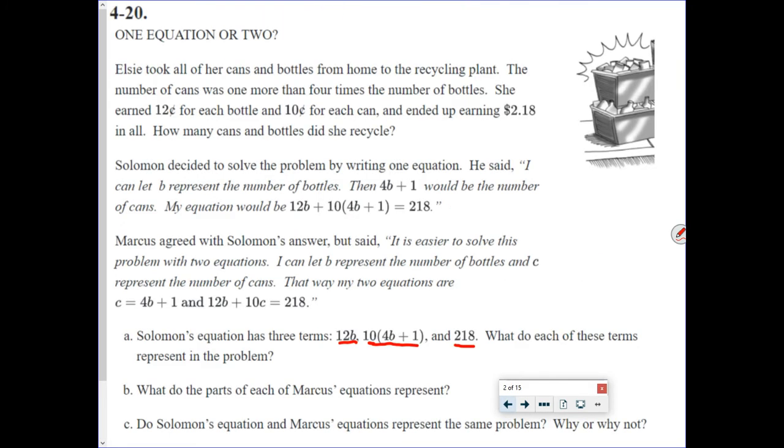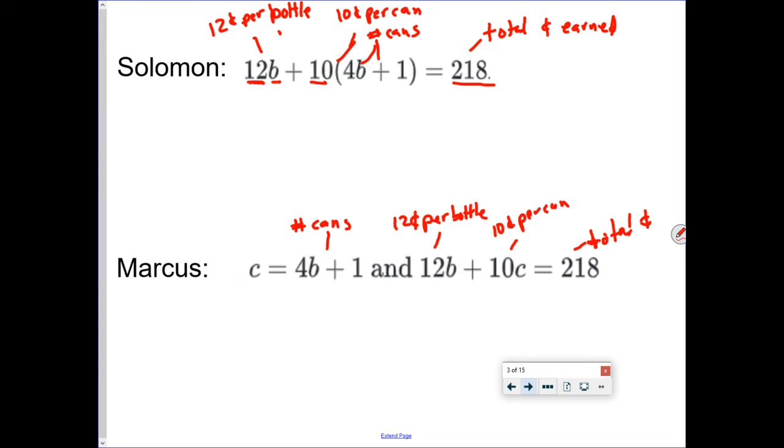All right, next question. Do Solomon's equation and Marcus' equations represent the same problem? Why or why not? Hopefully you notice they're pretty much the same thing. Basically, they just replace the C with the value of C, which is the same thing that you see going on up here.